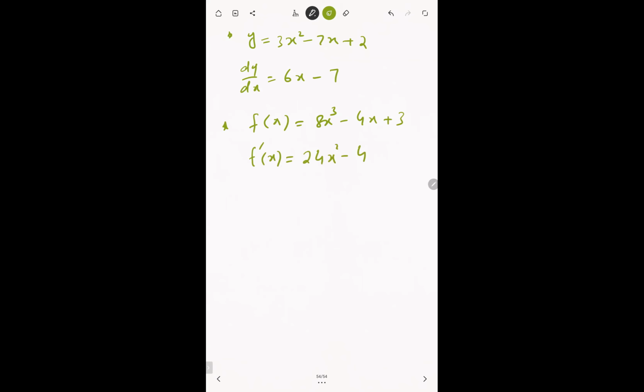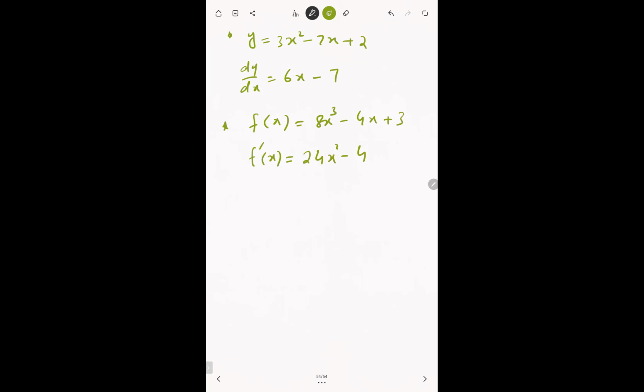So one example and then we'll move forward. If y is equal to 3x squared minus 7x plus 2, and the question is to differentiate, I'll get dy by dx is equal to 6x minus 7. And if I have f of x is equal to 8x cubed minus 4x plus 3, if I differentiate this, I will write f prime of x, which is equal to 24x squared minus 4. So these are the notations.